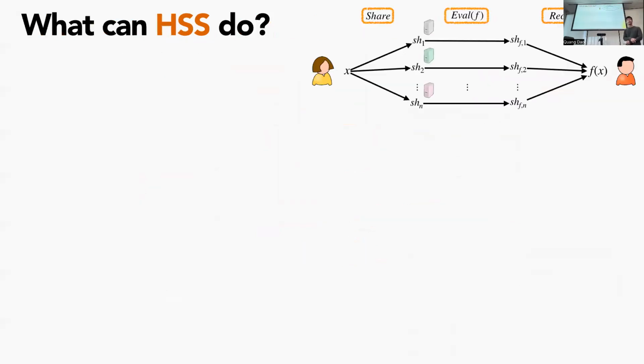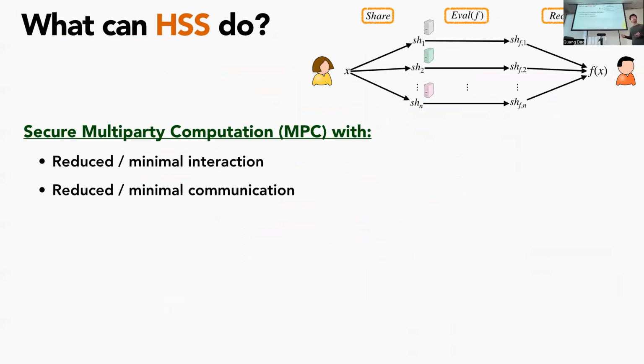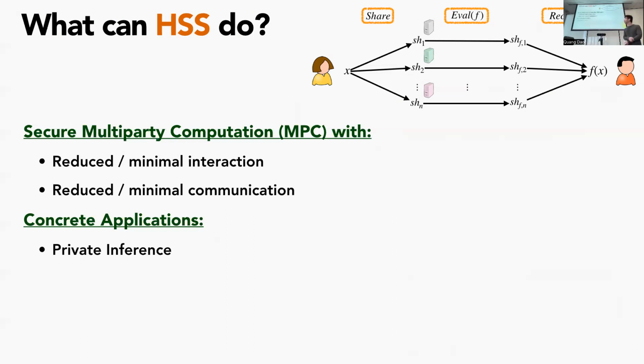So that is the definition of HSS. But what can it do? Can it do everything that homomorphic encryption does? Well, not quite, but it can still do a lot of things. In particular, it gives us a way to do secure multiparty computations with reduced or even minimal communication and interaction patterns. This has led to some concrete applications in practice.